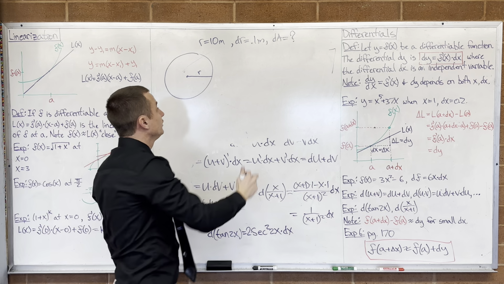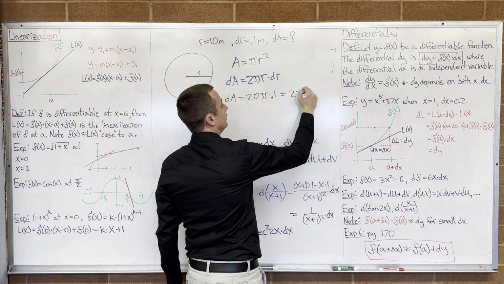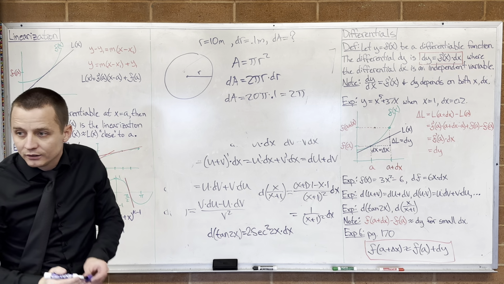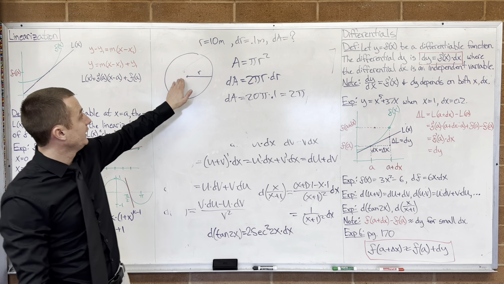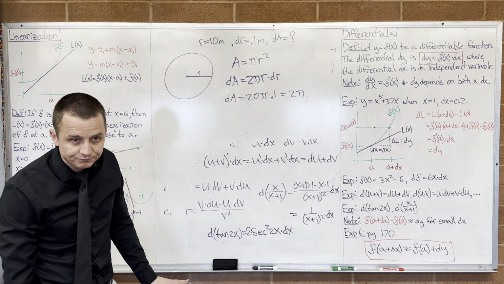And so now, what is our approximate change in area that we care about? dA is equal to 20 pi times 0.1. So that's going to be equal to 2 pi. That's approximately how much our area changed.